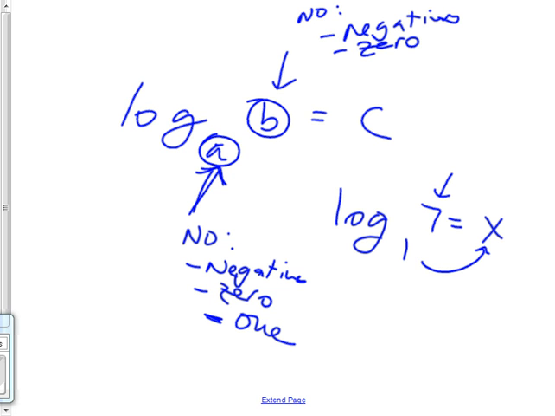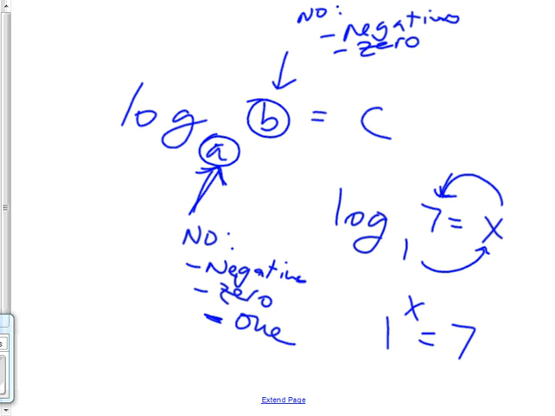1 to the x has to equal 7. 1 to the x equals 7. You try taking a 1, putting it to a power, and make it come out to 7. If you take 1 and put it to a power, aren't you just going to times the 1 by itself a whole bunch of times? Can you make that turn into 7 then? No, that's why 1 is one of the things you're not allowed to have in the base.